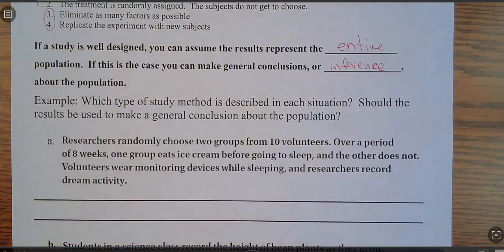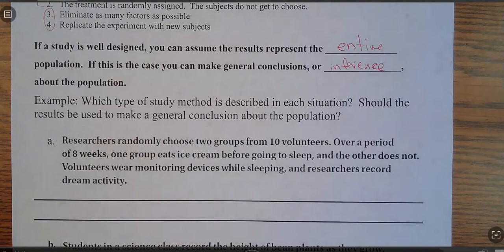Which type of study method is described below? Remember, we got those 3. Okay, so it's either a survey, it's an observational study, or it's a controlled experiment. Should the results be used to make a general conclusion about the population? So was it a well-run experiment, basically, if it's an experiment?